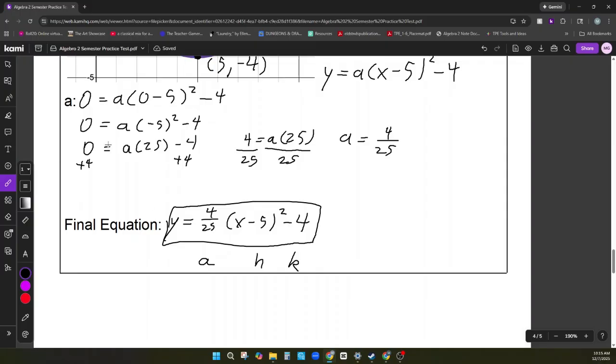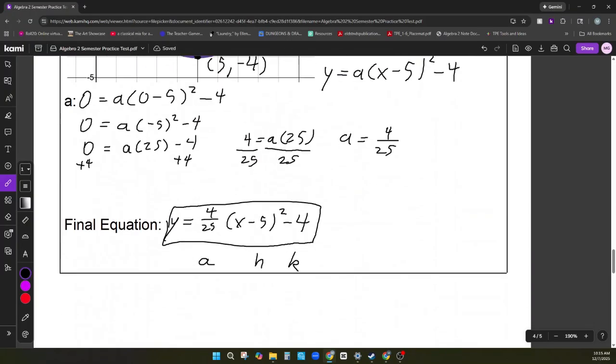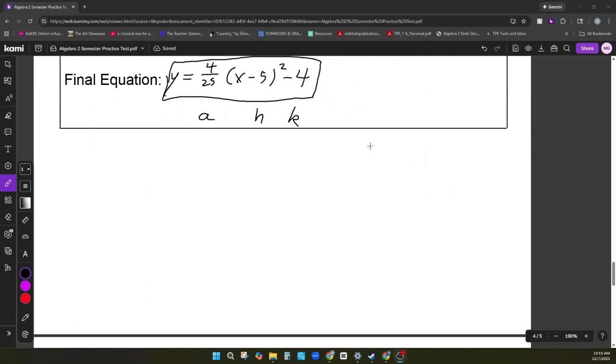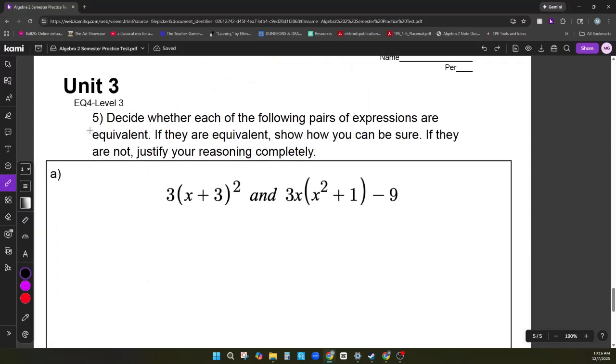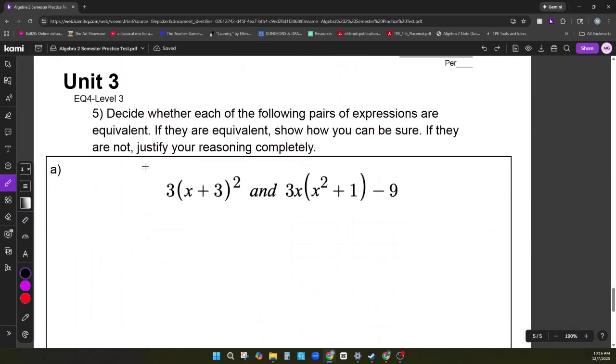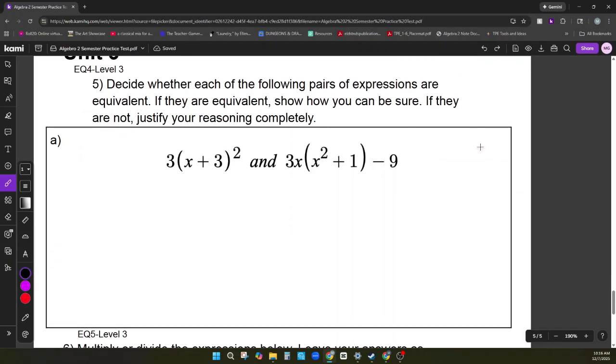For our number, oh, what number is this now? That's going to be it for number 4. All right, looking at our last unit, Unit 3 is going to be going over some equality and some factoring. So let's see. Question 5 says, decide whether each of the following pairs of expressions are equivalent. If they are equivalent, show how you can be sure. If they are not, justify your reasoning completely.